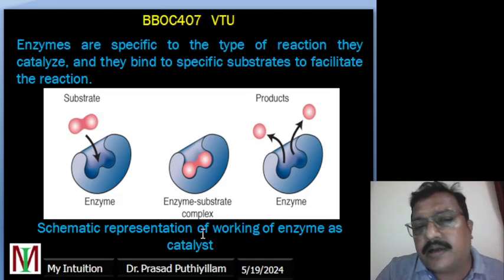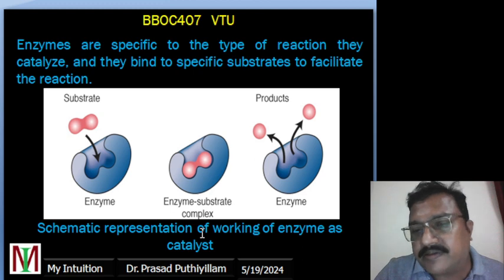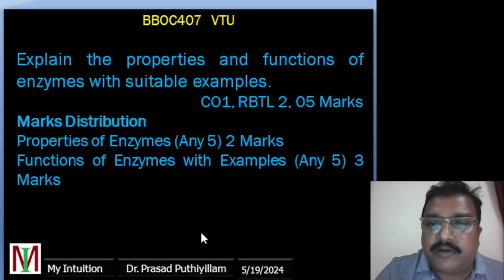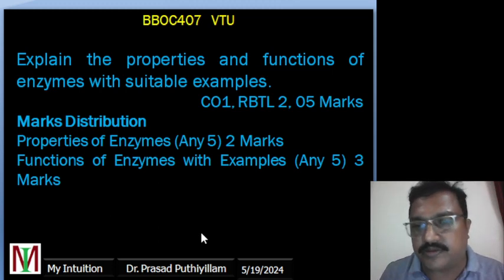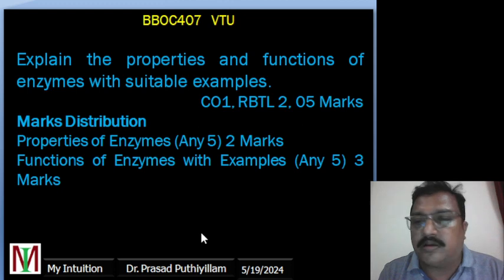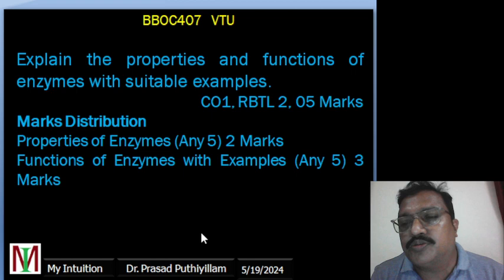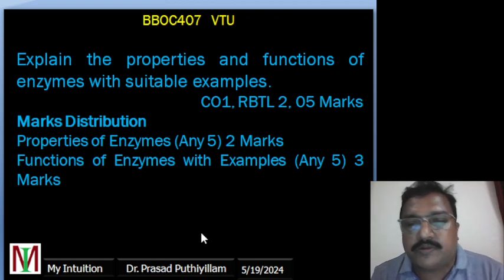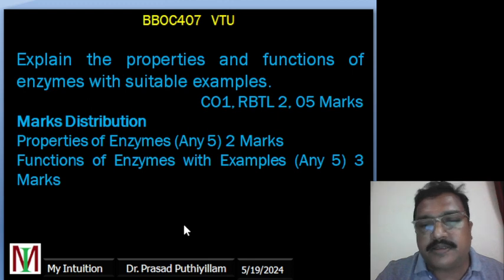This is the image showing the lock and key mechanism of how enzymes work, how they are very specific to the task which is given to them, which you might have already studied. Now, question: explain the properties and the functions of enzymes with suitable examples, which is course outcome 1, and the revised Bloom's taxonomy level RBTL is 2. It can be asked for 5 marks because the question asks only to explain the properties and functions. So maximum 5 marks can be given to that. Properties carry 2 marks, functions carry 3 marks.